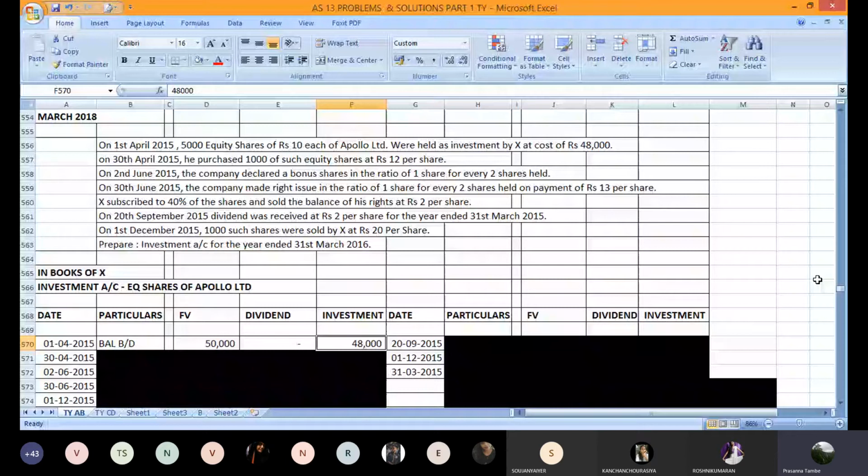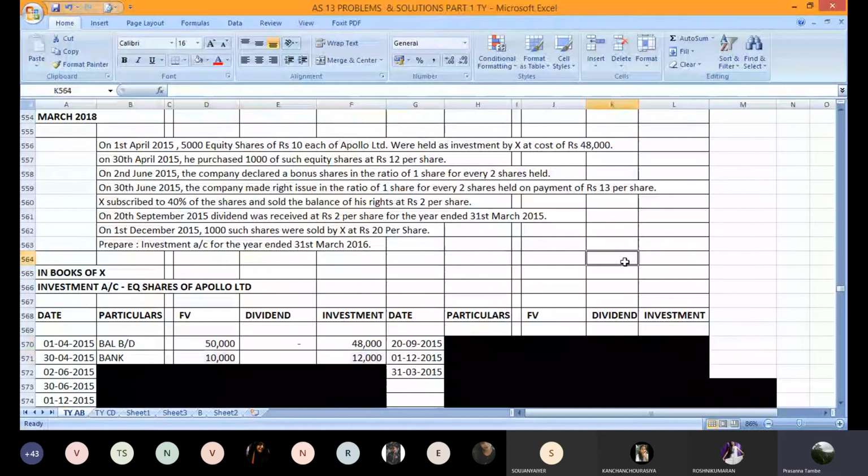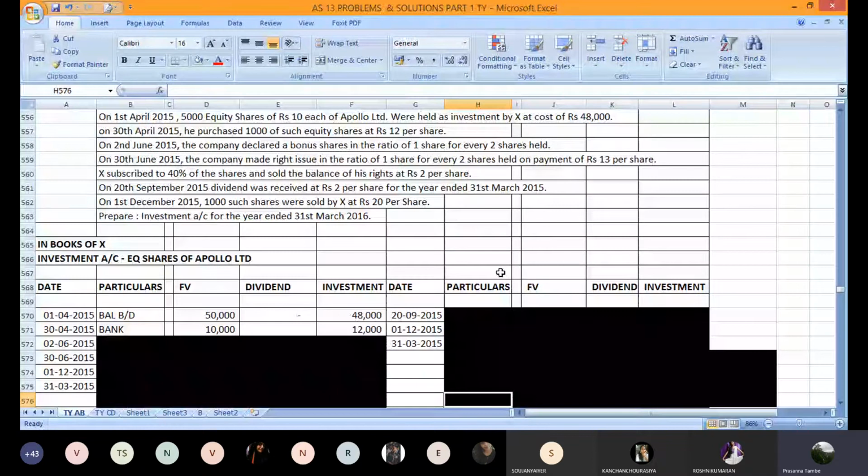So on 30th April, let us record that purchase. Investment account debit to bank account 12,000 rupees, and the face value of these shares will appear in the face value column. So in the face value column 10,000 rupees and in the investment column 12,000 rupees. The fresh purchase of shares on 30th April is accounted for.